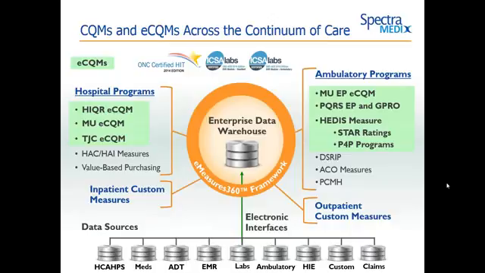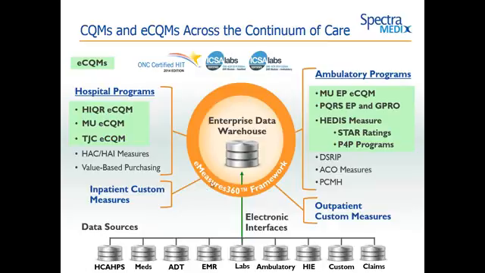So before we focus on eCQMs, I want to take a minute to talk about all the clinical quality measures across the continuum of care, both on the hospital side and the inpatient and the ambulatory care side. On the hospital side, the ones that are shaded in green are eCQMs. And so obviously on the hospital side, I mentioned HIQR, Meaningful Use, and the Joint Commission. And then you have other programs that are not eCQMs, but are important: hospital-acquired conditions, infections, some value-based purchasing programs, and other inpatient custom measures. Hospitals may be tracking a number of things that they feel are important, and those could be custom measures.